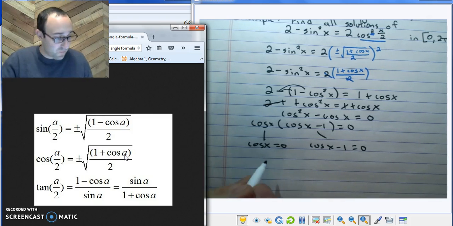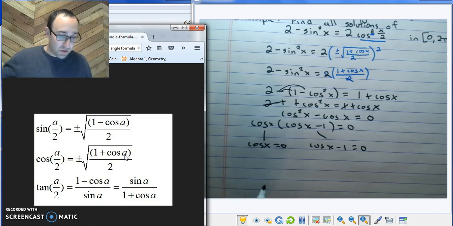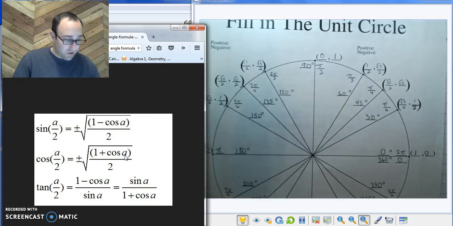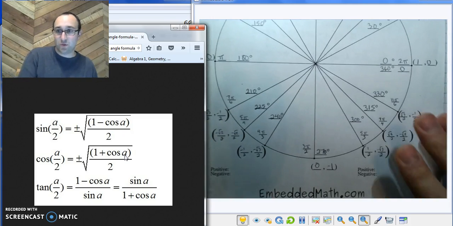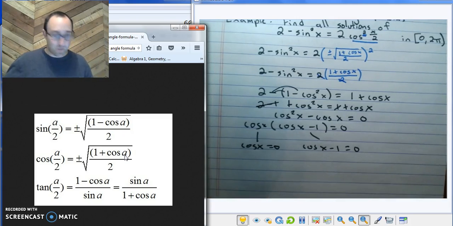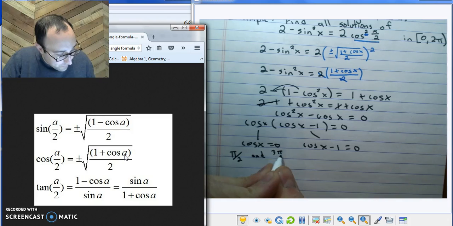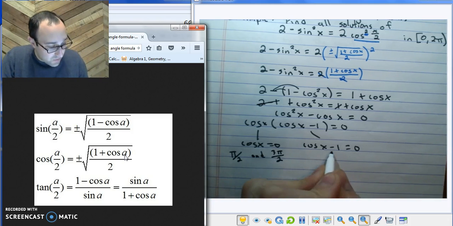So now, when does cosine x equal 0? Well, let's go here onto our unit circle. It equals 0 at pi over 2, and then down at 3 pi over 2. So from this one right here, we can say we've got answers at pi over 2 and 3 pi over 2. And then this one, add 1.